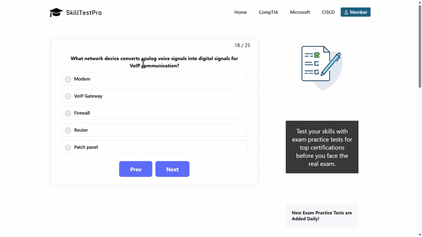What network device converts analog voice signals into digital signals for VoIP communication? Modem. So here we are looking simply at what network device converts analog signals into digital signals. You can even ignore voice because those are analog signals, which is pretty much sound, into digital signals, like IP signals or things like that, into digital signals, guys.